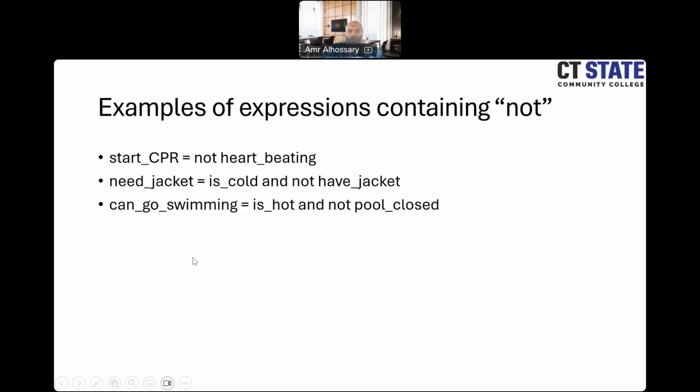I can go for swimming if it is hot and not pool closed. If the pool is closed, this is true, and negating it makes the right side false. So true and false, or whatever and false, will be false.